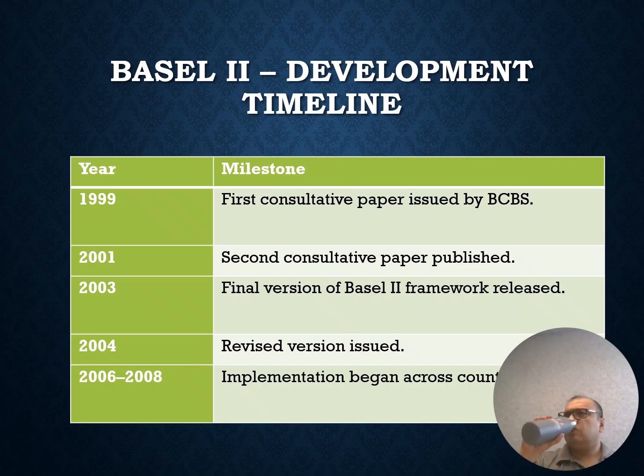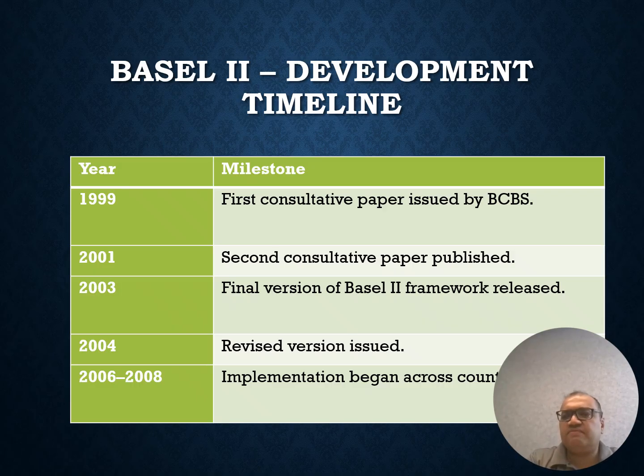So, as I said, in 1988 Basel I came. Then there was some other incident that took place in 1995. The Barings Bank had defaulted. A couple of banks had defaulted. New products, particularly through derivatives, forward contracts, and future contracts had come into place. So by 1999, a need was felt to revise Basel I, and this is how it happened.